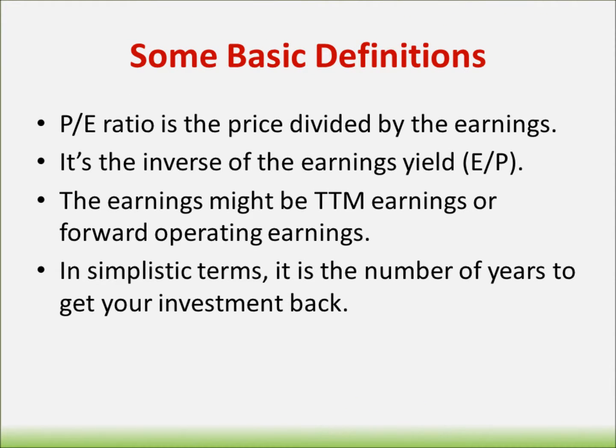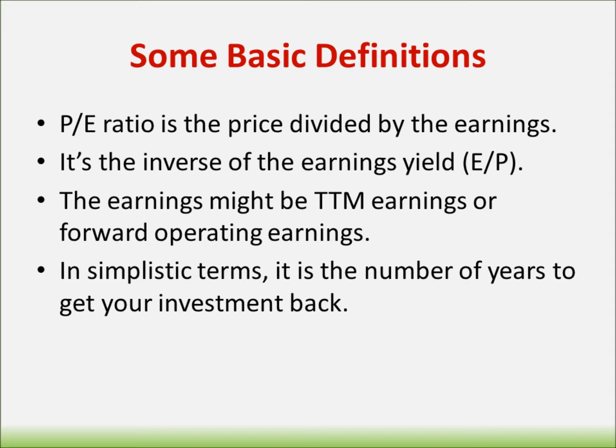So just some basic definitions. PE ratio is simply the price of the stock divided by its earnings. Sometimes it's referred to by the earnings yield, which is its inverse. The earnings might be shown as either trailing 12-month earnings, normally abbreviated as TTM, or it could be forward operating earnings. The TTM represents the actual earnings, but it doesn't matter which one you use as long as you are consistent in your methodology. In simplistic terms, you can think of the PE ratio as the number of years it takes to get your investment back.